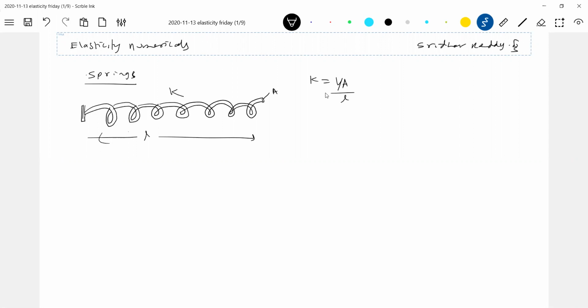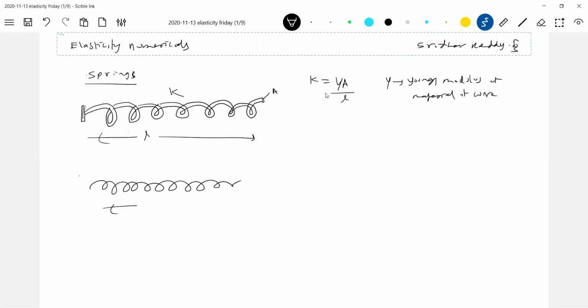I think we have already discussed many problems on this. And what is Y? Y is the Young's modulus of the material of the wire. Okay, this is the basic idea of a spring. So if you cut this into two parts, let's take this one: the spring has length L and spring constant K.